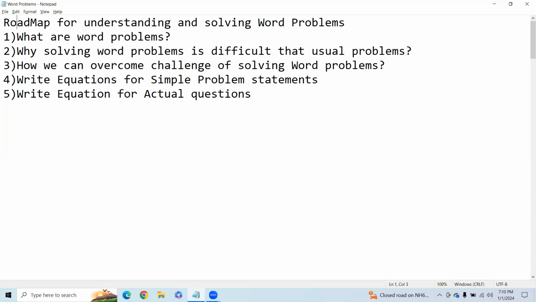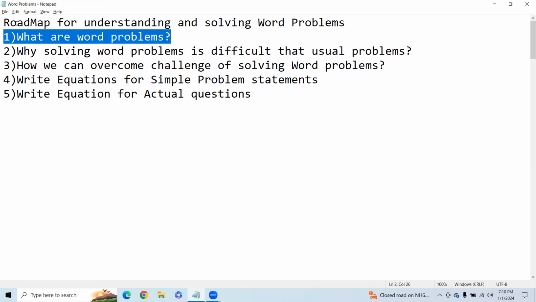Today we are going to learn word problems. When we say word problem, it is not specifically related to any single topic in aptitude or maths. It's across all the topics that we need to solve word problems. Now this is the roadmap for understanding and solving word problems.